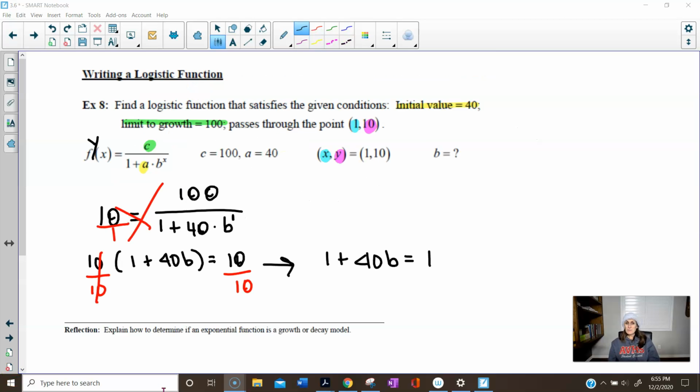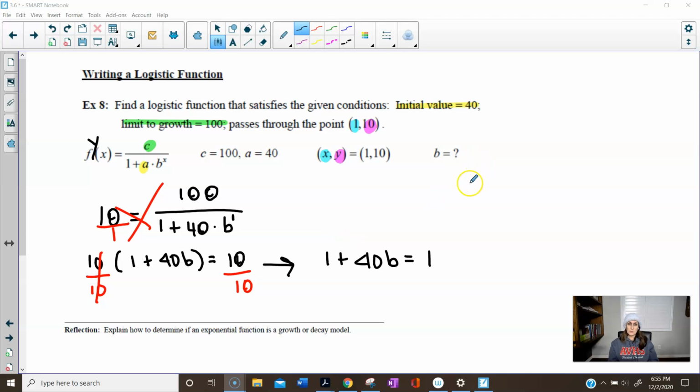All right, hi everyone. We're going to do writing a logistic function. I'm getting tired, so let's get this done. Finding the logistic function that satisfies the conditions. The initial value is 40. That's where A goes, initial value. The limit to growth is 100. That's your ceiling. All right, so that's your top number where the asymptote is. It's going to pass through the point (1, 10). 1 will be your x value and 10 will be your y value.